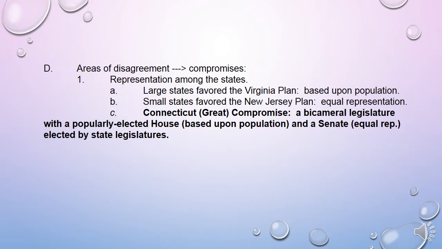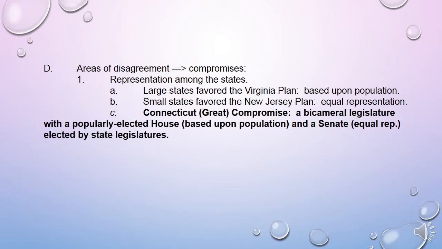Areas of disagreement that led to compromises. So the first amongst those was representation among the states. How do you get these 13 states equally represented or fairly represented in this new national government? Okay, so the large states favored the Virginia plan. So it's based on population, which makes sense. I'm a large state, I got a lot of people, I want to have more power. Okay? The small states favored the New Jersey plan, which called for equal representation, which makes sense if you're a small state. No, I want to have just as much power as we can.